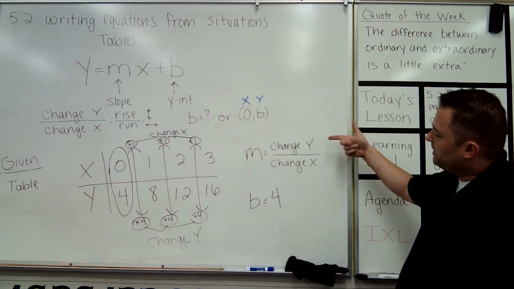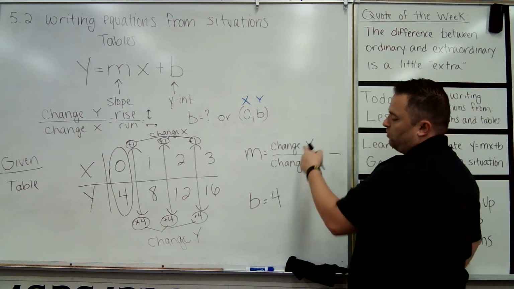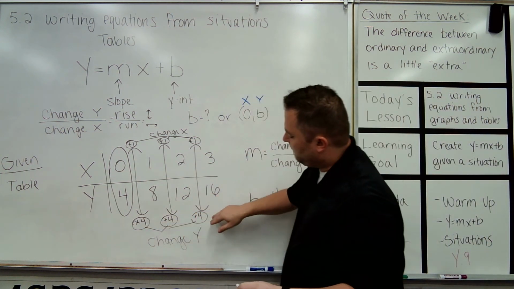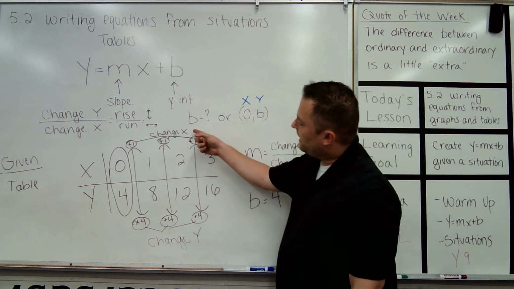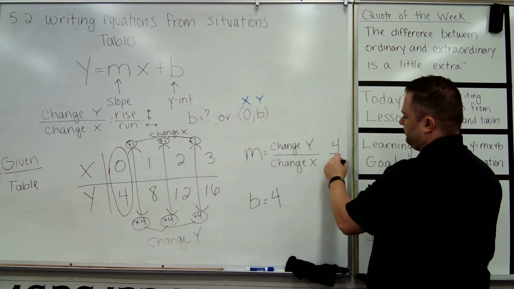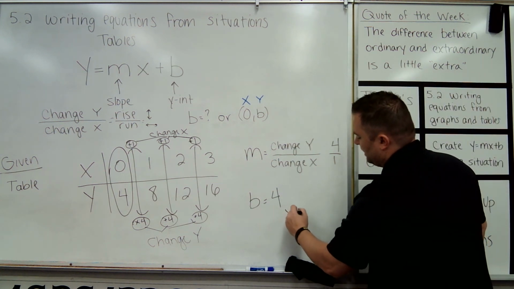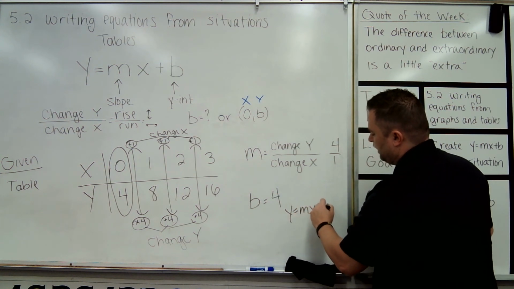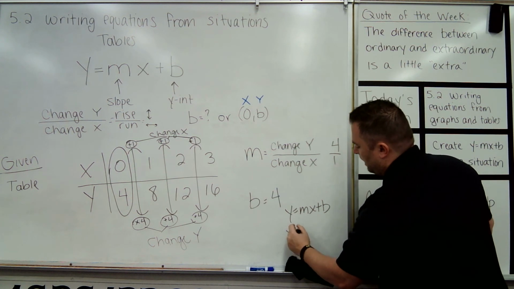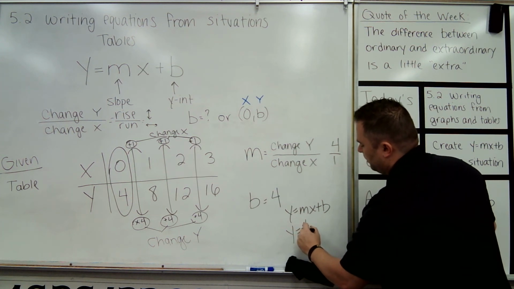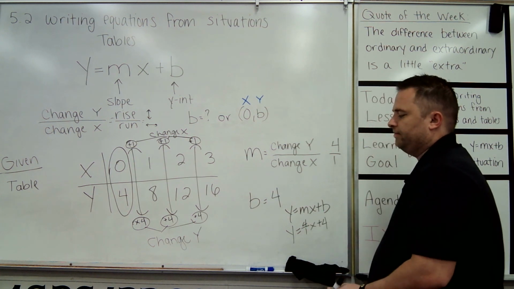So if I want to study the change in y compared to the change in x, well, my change in y, I'm looking, okay, each time it goes up by 4. My change in y is 4. My change in x is 1. I now have my slope. So y equals mx plus b. If I know m and I know b, y equals 4 over 1x plus 4.